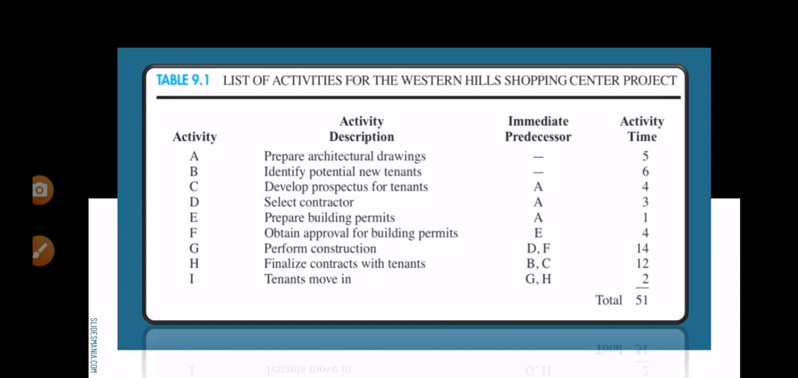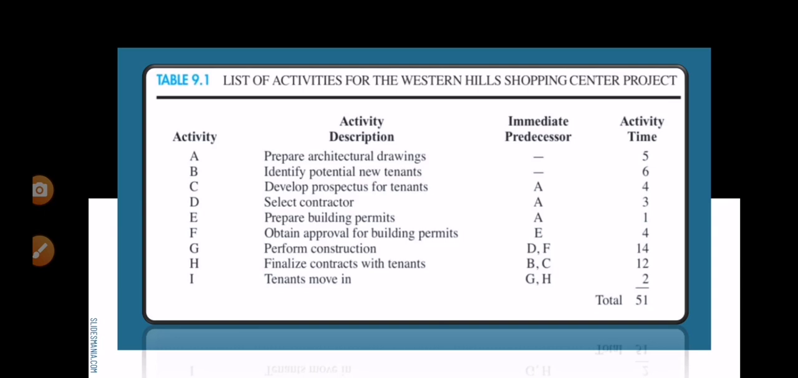F is to obtain approval for building permits, so F cannot proceed if E is not yet completed. Then G, perform construction, cannot proceed if D and F are not yet completed. As for H, B and C must be completed first, so if B and C are not yet completed, H cannot proceed. And for I, if G and H are not yet completed, activity I cannot proceed. So that is the immediate predecessor.